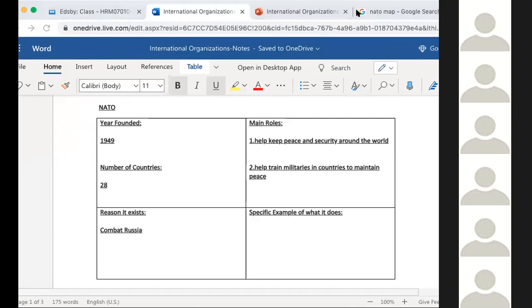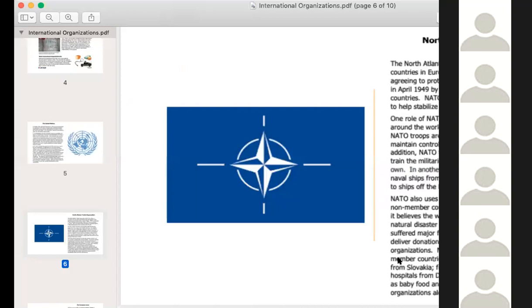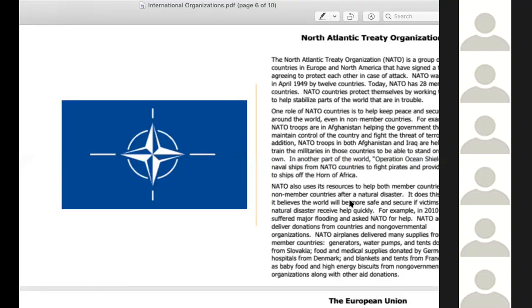Let's finish the reading out. Let's go back to the reading. And Callie, you've been drafted. Can you read the last paragraph, please? Yes. NATO also uses its resources to help both member countries and non-member countries after a natural disaster.